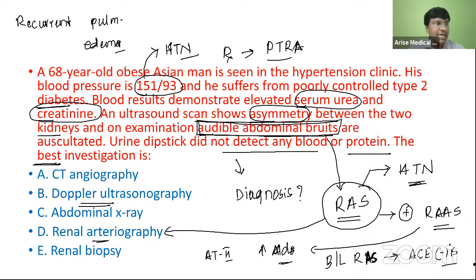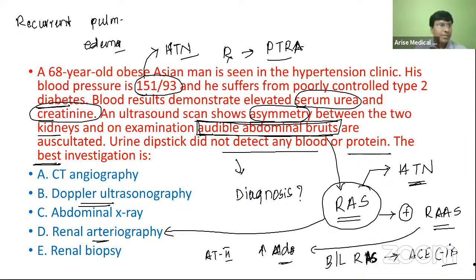Right, ACE inhibitors are contraindicated. Angiotensin converting enzyme inhibitors are contraindicated in case of bilateral renal artery stenosis. So, this is a clinical question related to renal artery stenosis.